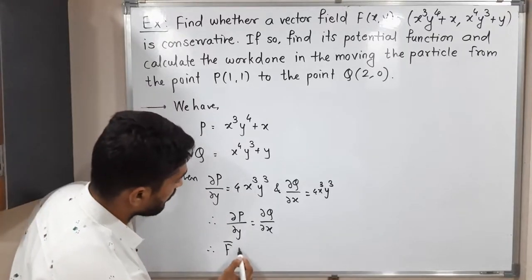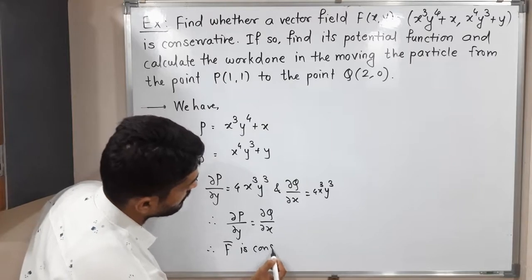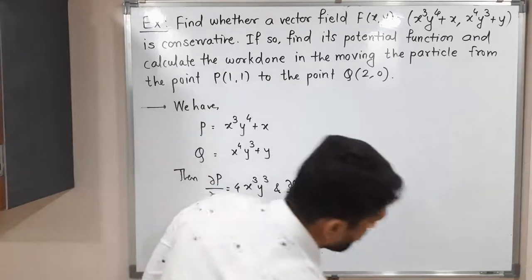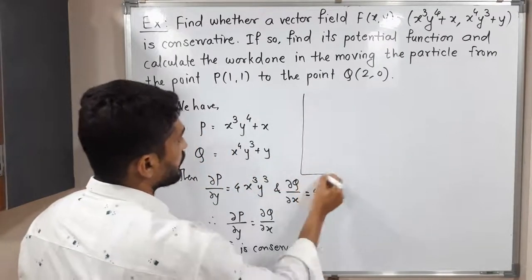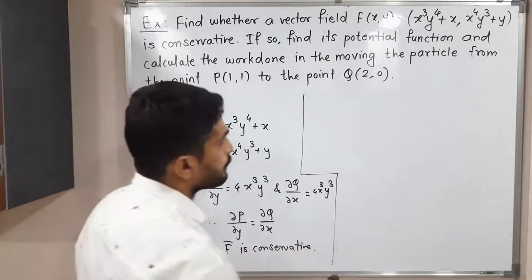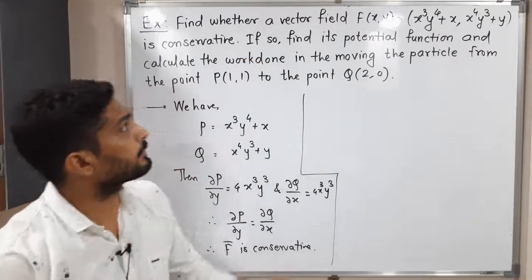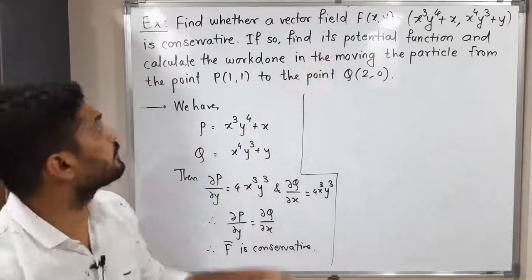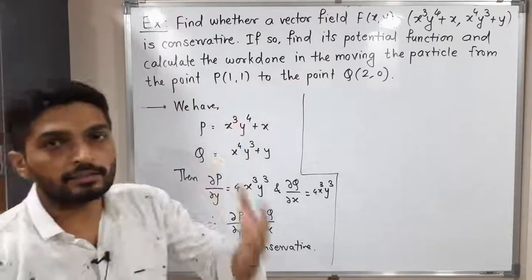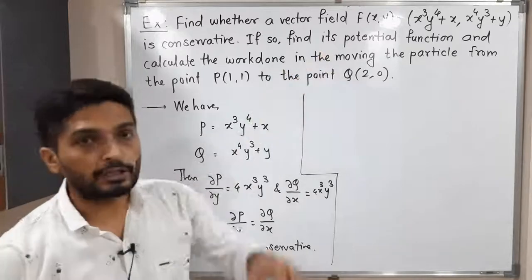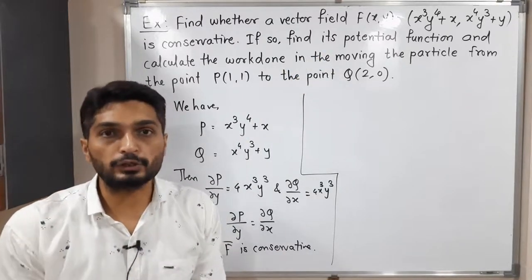Therefore, A bar is conservative. So in this way, we have proved this part. Okay. So let us go further. After that, there is one more question waiting for us. That is, if so, that means if the field is conservative, what we have to do? Find its potential function and calculate it. That is the third part, third question. So let us focus on this part. Find a potential function. Let us see how to find potential function.